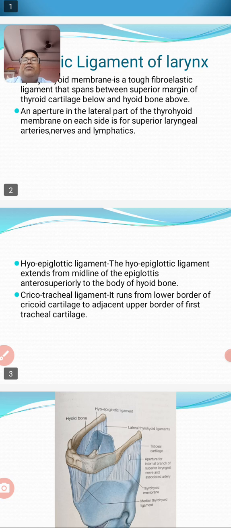Next is the hyoepiglottic ligament. The hyoepiglottic ligament extends from the midline of the epiglottis to the body of the hyoid bone.